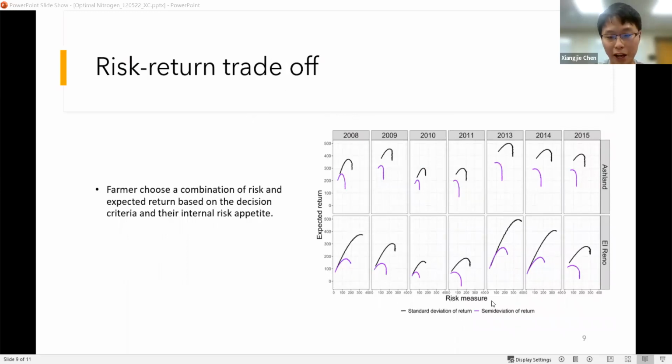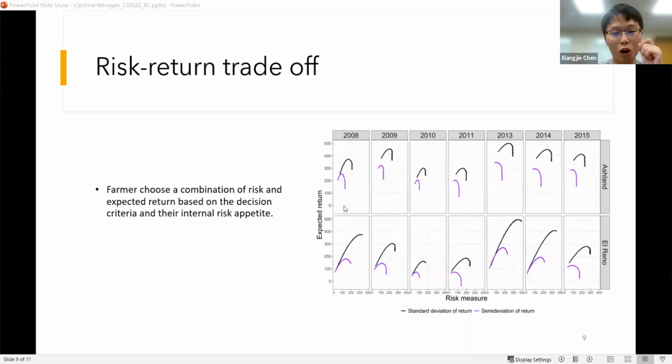The x-axis is the risk measure. Maybe it can be the standard deviation of return or the semi-deviation. And the y-axis is the expected return. Actually, the farmer has to choose a point that is suitable for their internal risk appetite. And each point corresponds to a certain nitrogen rate.